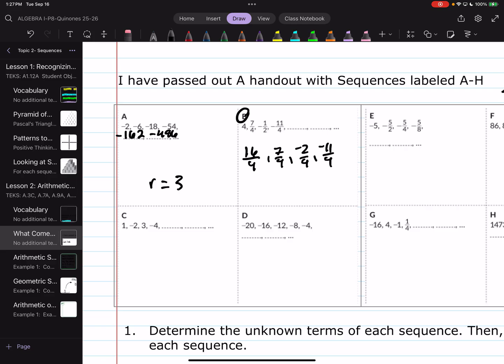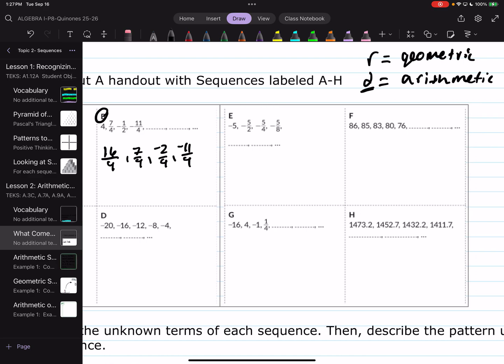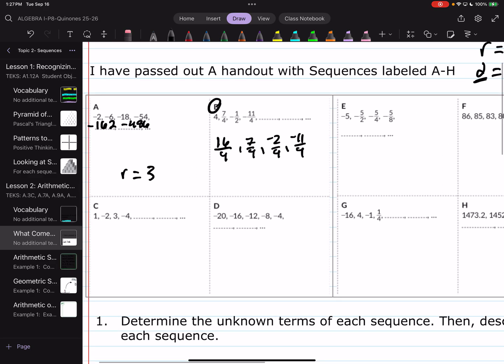What did we find? Is this an arithmetic or a geometric sequence? Arithmetic, right? So that means I am looking for a difference or a ratio. Difference. So this should be the letter D. What is my common difference for this sequence? It's not 7 over 4. Oh, sorry, it's not 9 over 4. What is it? It's negative 9 over 4.